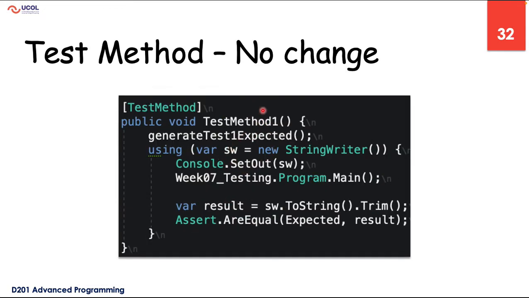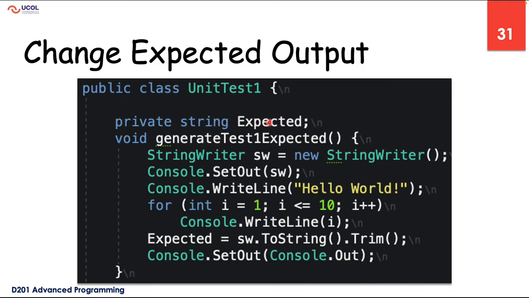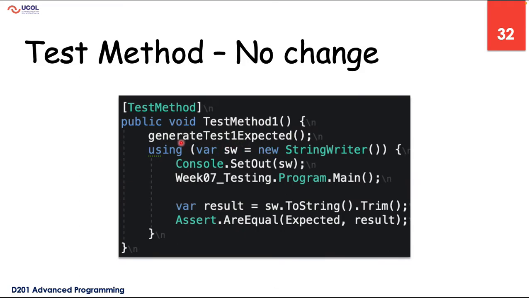So now we have this expected string that we are expecting to come out of the main program, and then here in the test method, first we are generating that expected string, and then again we are doing the same thing, that we have a string writer with the variable name sw. We are setting the output of the console to the sw. We are running the main program. In the main program it is Console.WriteLine, and that will be received by our string writer.